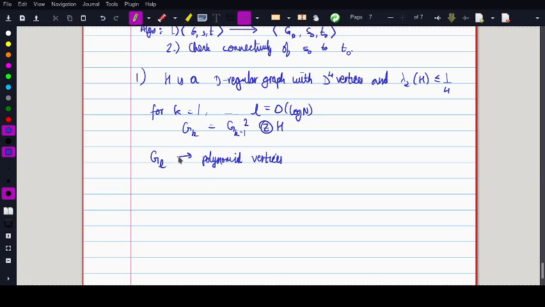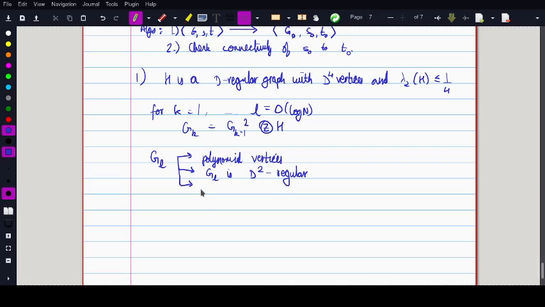The second thing would be that we are always doing the zigzag product with H, and H is only D regular, so GL is D square regular, which is very nice because this is constant, so that's very good.